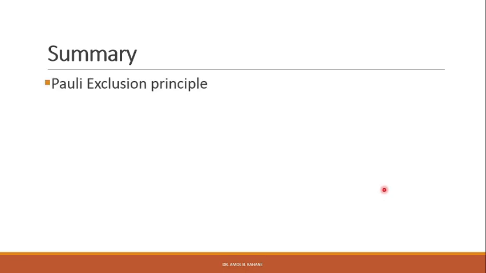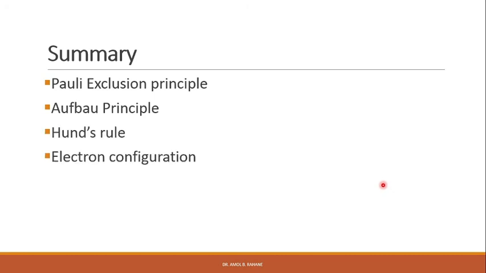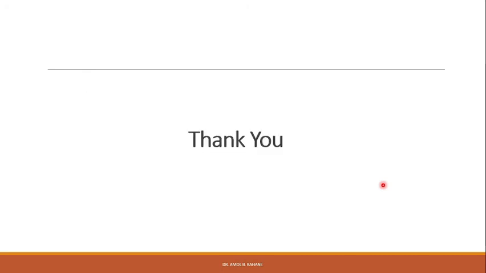So in summary, we have studied the Pauli exclusion principle, Hund's rule, and electron configuration for atoms. Thank you.